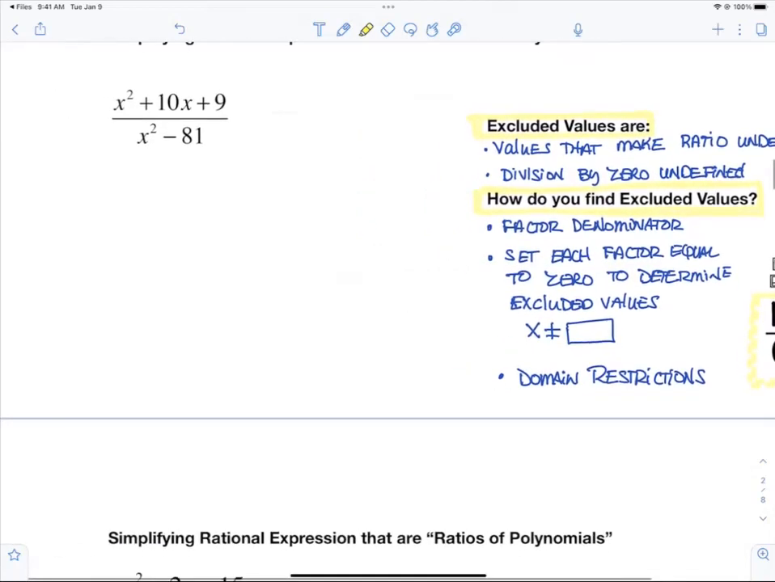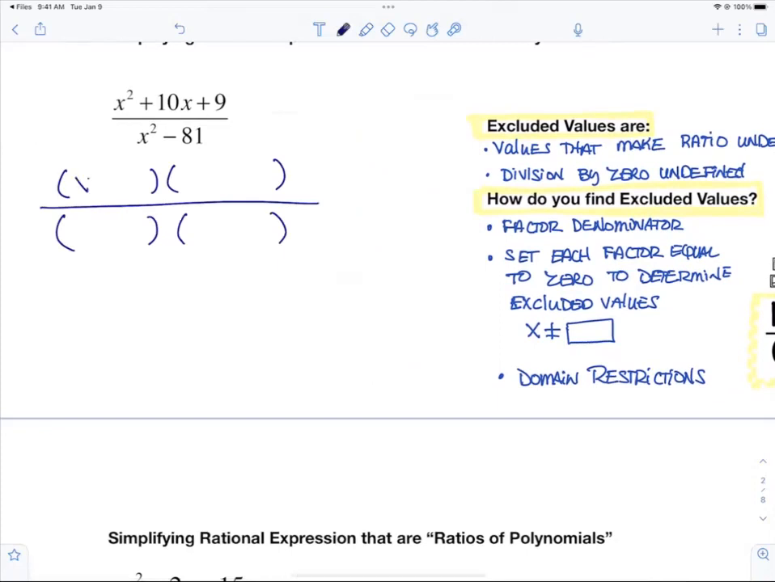So I'm giving you a ratio here that we've already factored above because we're going to use this skill. So I'm going to write my fraction. I'm going to give myself my grouping symbols for my individual factors. The numerator is x plus 9 times x plus 1. The denominator is the pattern x plus 9, x minus 9.